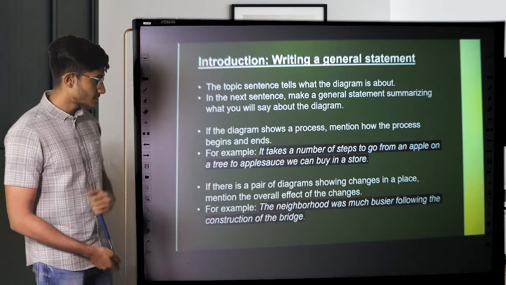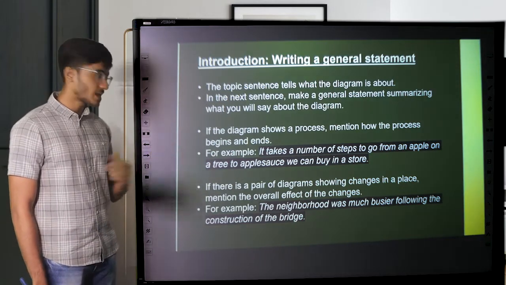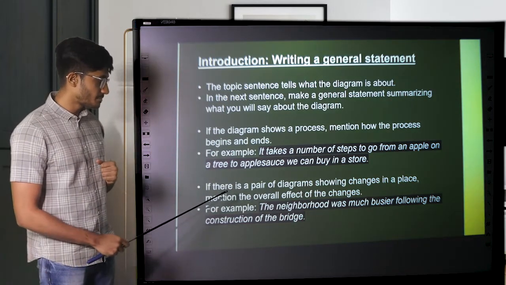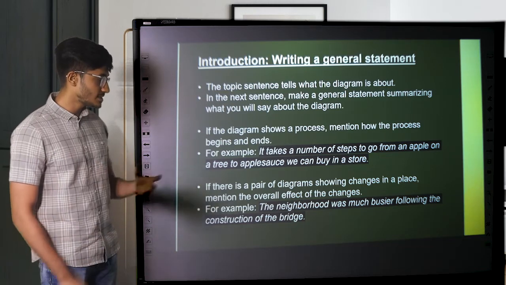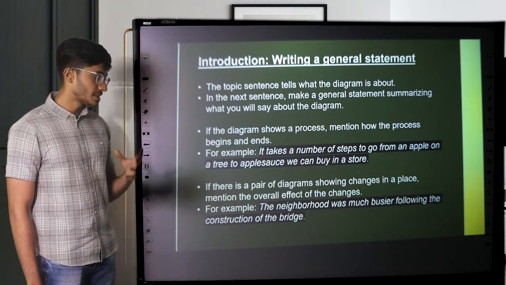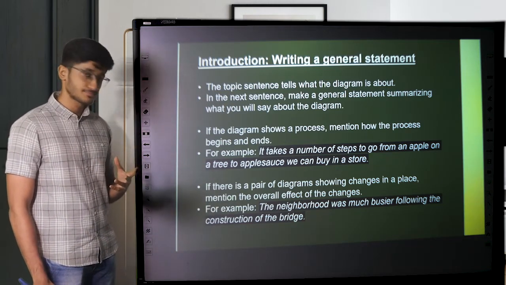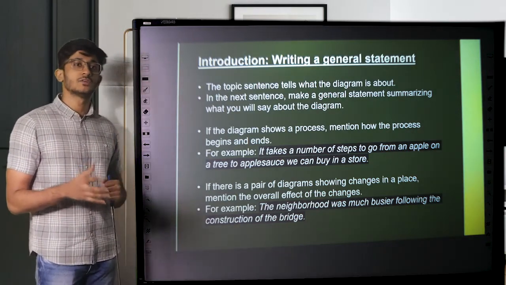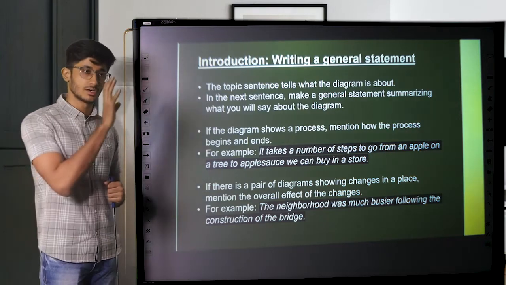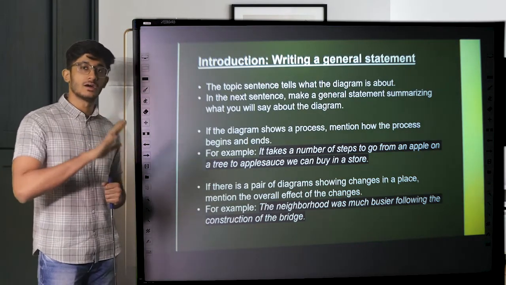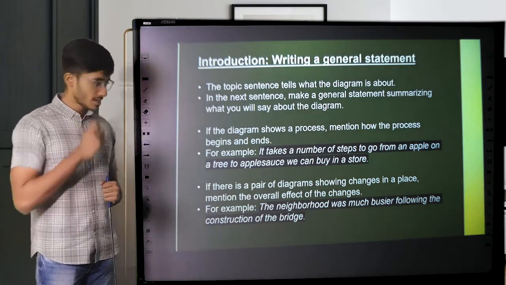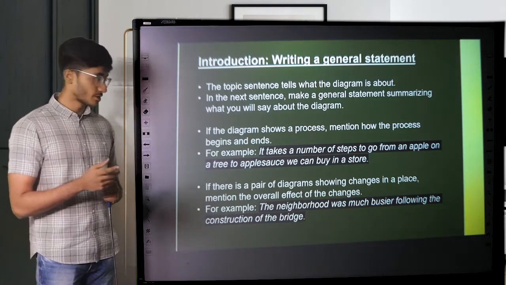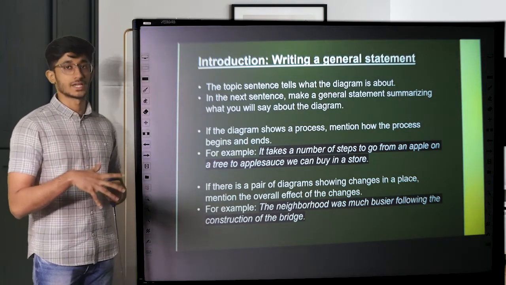Then let's look at another example for the other type of process diagram. If there is a pair of diagrams showing changes in a place, then you have to mention the overall effect of the changes. The other type of process diagram is going to consist of changes to a particular place with a past snapshot and a present or an after snapshot. For that one, you're going to have to talk about the overall effect.